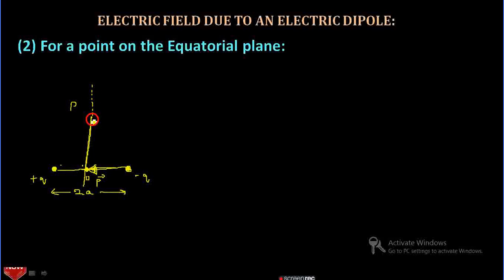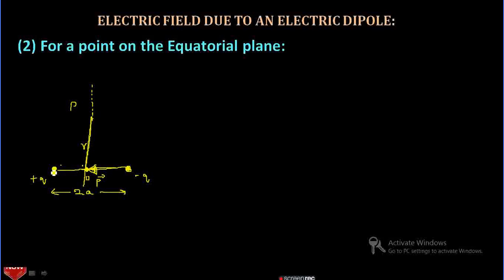At the point P, at a distance r from the center of the dipole, plus q charge is producing the electric field, and also minus q charge is producing the electric field. There are two fields acting at the point P. How many electric fields are at point P? One from the plus q charge and one from the minus q charge. So from point P, draw a line to the plus q charge.